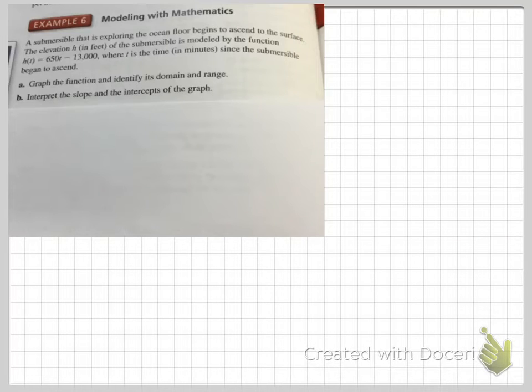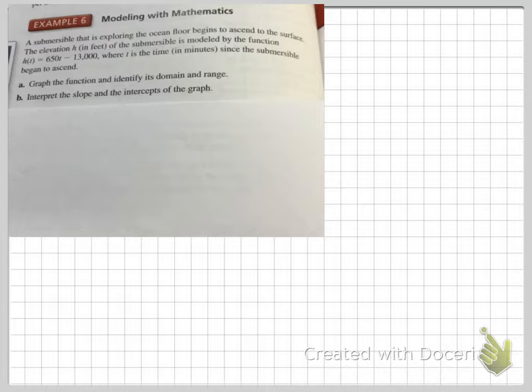This is section 3.5, and we are really focusing on graphing the function, identifying the domain and range, and now interpreting the slope and the intercepts. This section in particular is the first time we're interpreting slope. So this is likely to show up as something like this as a quiz question.